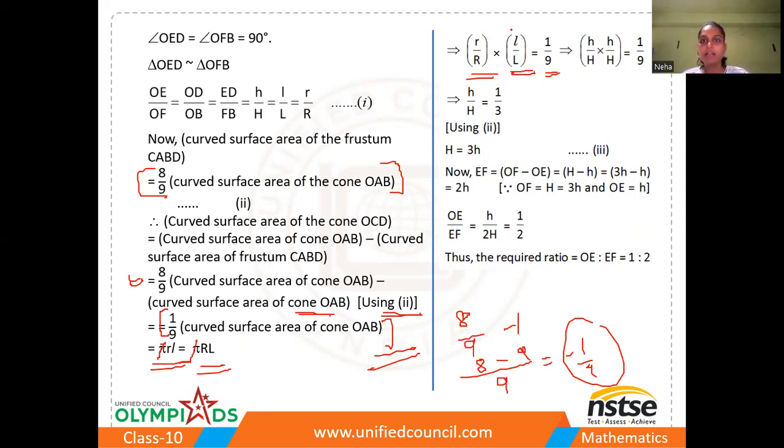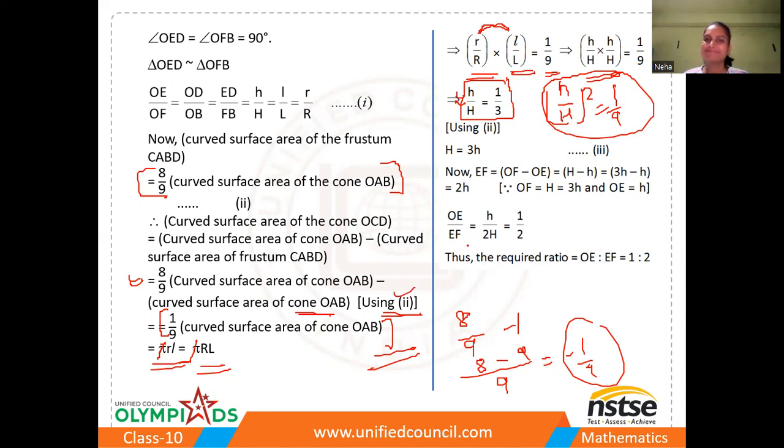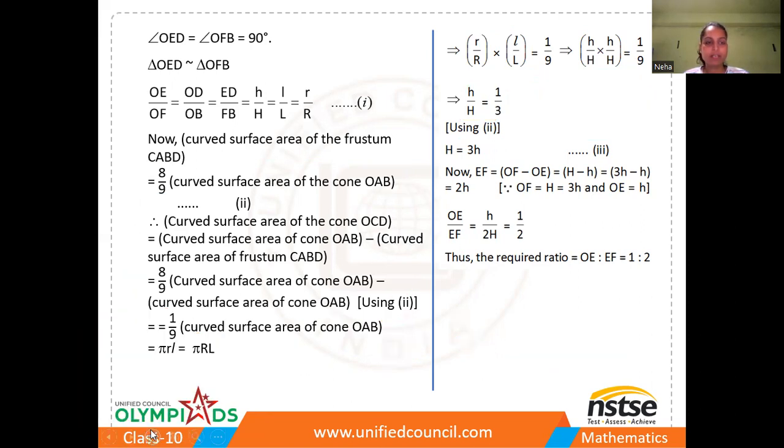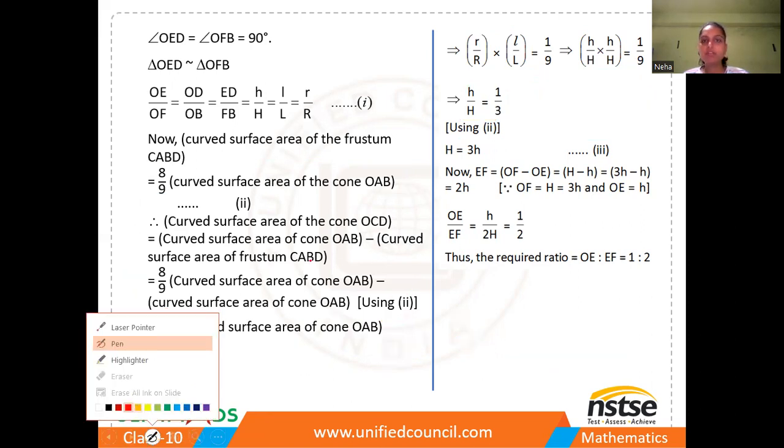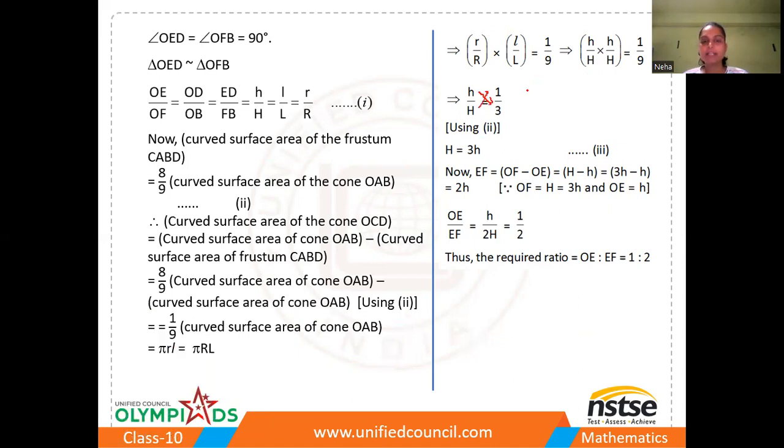Here. Now, these two values, I can write small h over capital H and small h over capital H, right? So this is 1 by 9. That means small h over capital H whole square is equal to 1 by 9. So I can write that small h over capital H is equal to 1 by 3, using equation number 1. And if I do the cross multiplication here, then I can write that capital H is equal to 3h, right? Just mark it as equation number 3.